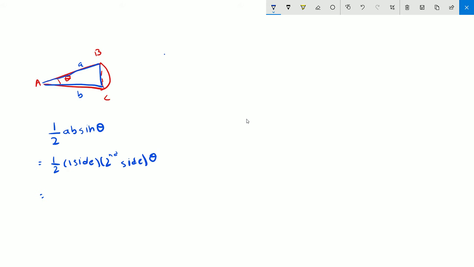Let's suppose that we have the length of AB, which is 12. We have the length of AC, which is also going to be 12 because AB is the radius and AC is also the radius. Remember that the radius is the line going from the center to the edge of the circle. So AB and AC are equal to 12. Theta is equal to 20 degrees. So half into 12 into 12 into sine of the angle 20. The value you get will be the area of this triangle.